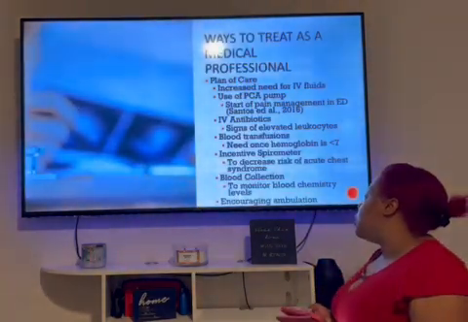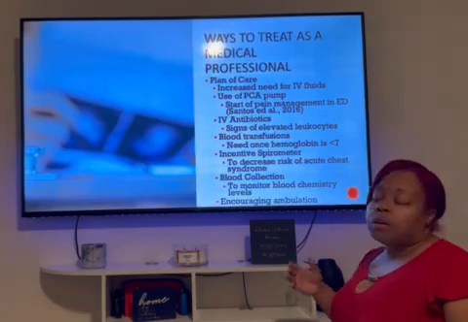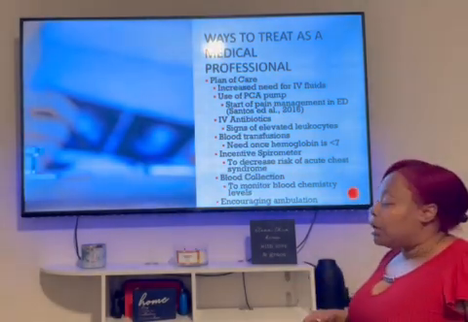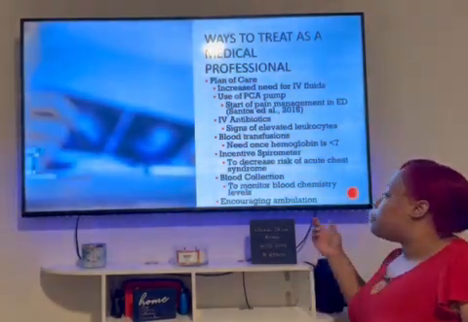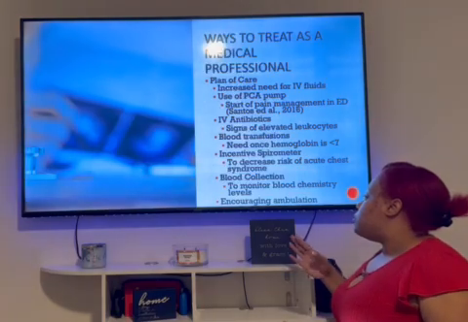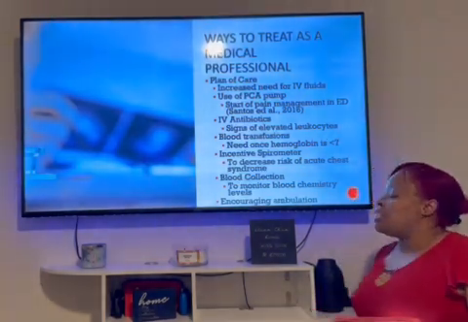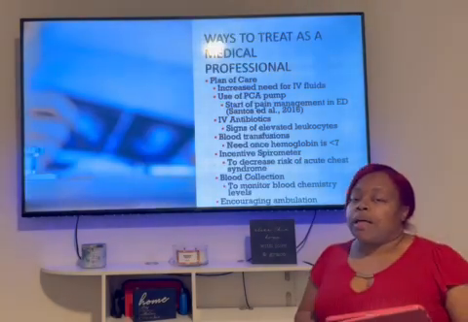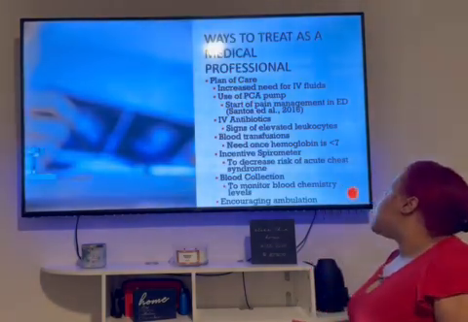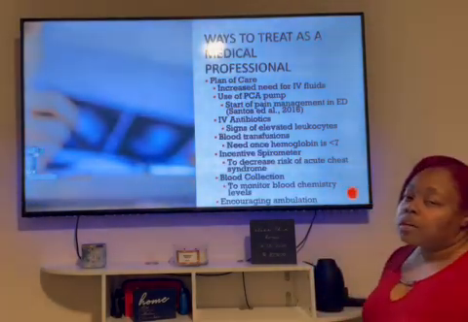Blood collection. You will also implement round-the-clock blood collection in order to monitor the blood chemistry levels, making sure that the hemoglobin is getting back up to where it needs to be or staying where it needs to be, making sure that you're not finding any leukocytes in their blood or anything else of concern.